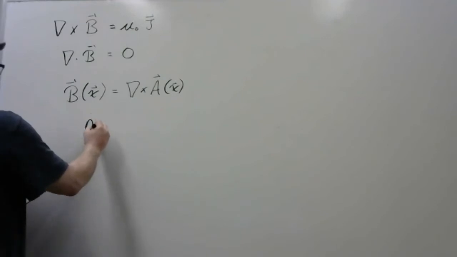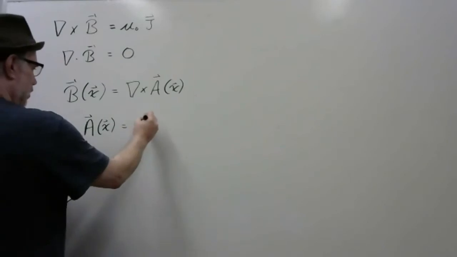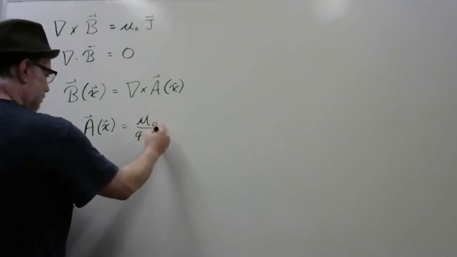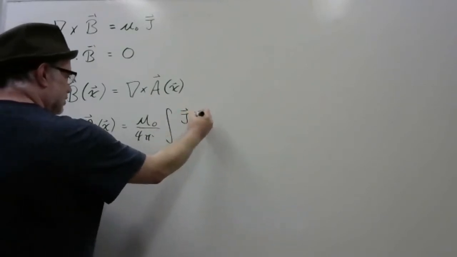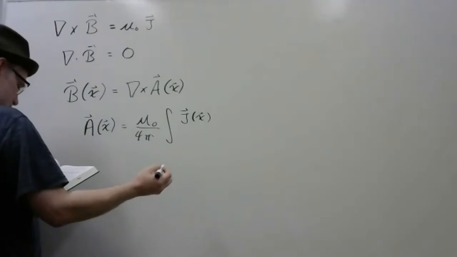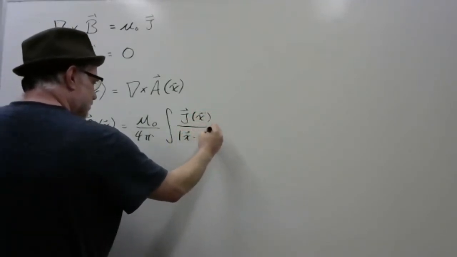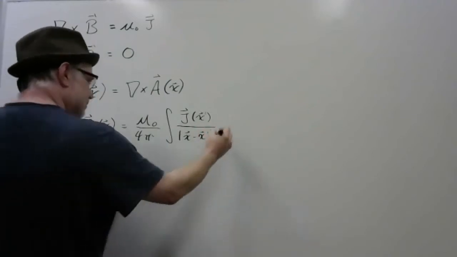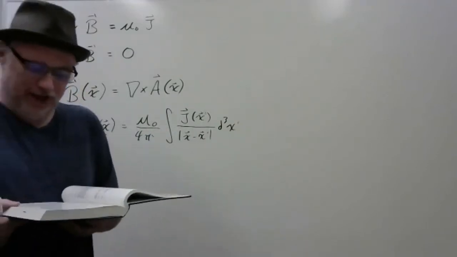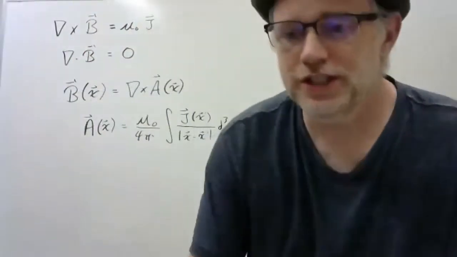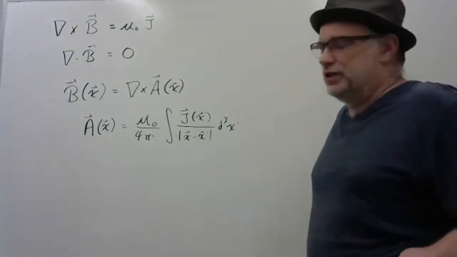And last time we found that the way we can write the vector potential is mu naught over 4 pi times the integral of current density, position, through x1. So in all of our integrals, we talk about the prime as being the source, and the non-prime as being where we're looking. Prime being source, non-prime where we're looking.